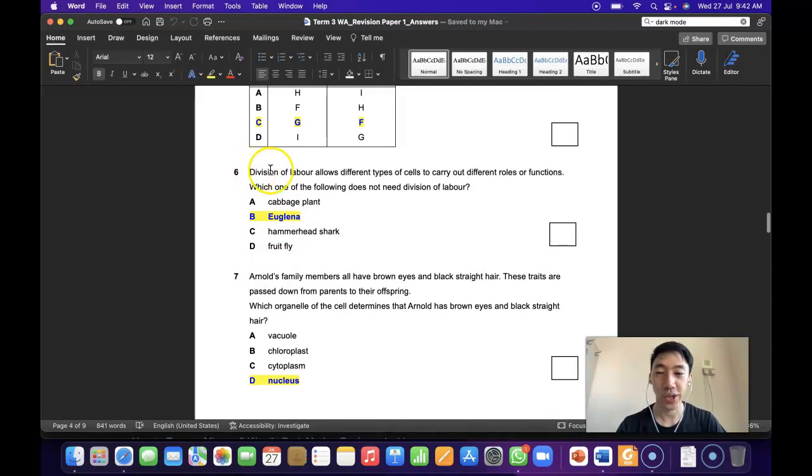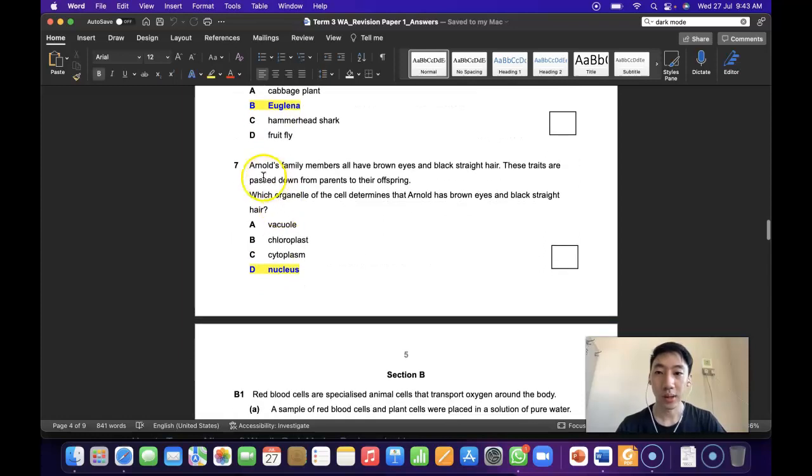Question 6, division of labor. We didn't really cover this in the G2 science syllabus, but don't worry. Basically what they're asking about is which cell is a single cell organism. And this Euglena cell, which we have covered before, remember that green little cell with the tail, the flagellum. That's called the Euglena. It's a single cell, so it's not able to divide work as compared to multicellular organisms like this shark or fly. Different parts of the insect or the shark can do different things. That's called division of labor.